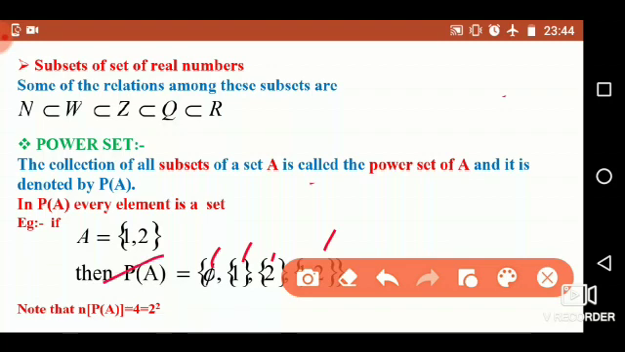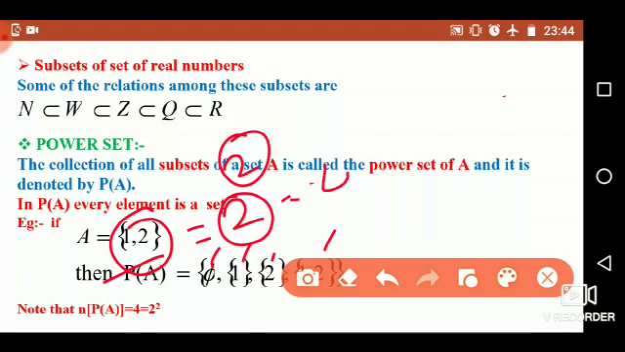Note that the number of elements of P of A, n of P of A, is always equal to 4. That is, how many elements are there in the set A? 2 elements. You have to raise the power by 2, because the empty set and the set itself are subsets of a given set. That's why 2 raised to the number of elements of a given set gives the total number of subsets of a given set, and the group of all the subsets of a given set is called the power set.